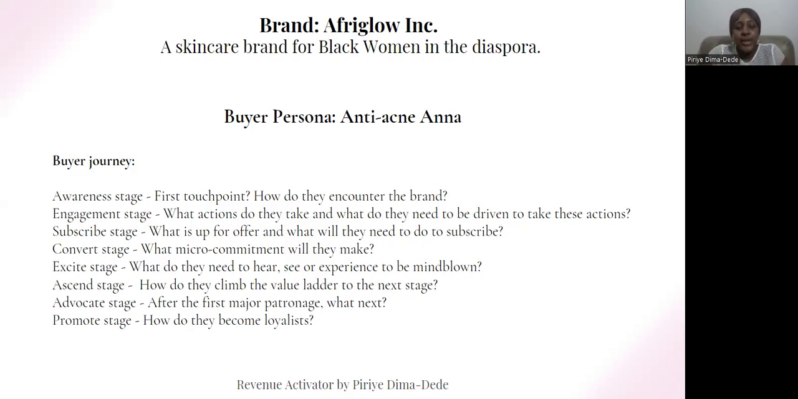Next up is the advocate stage. And it asks the question, after the first major patronage from this customer, what's next? So Anna goes ahead to buy the kit. She gets the kit. She starts using the kit. And over the next 1 month, 2 months, she starts seeing really clear results. Like, this thing is working, right? So she doesn't want to go too crazy and get all her hopes up just for them to be dashed later. But she's seeing that it's working.